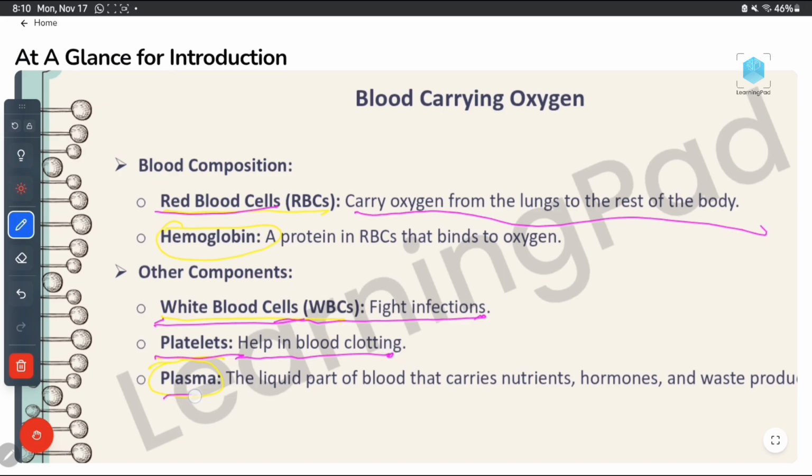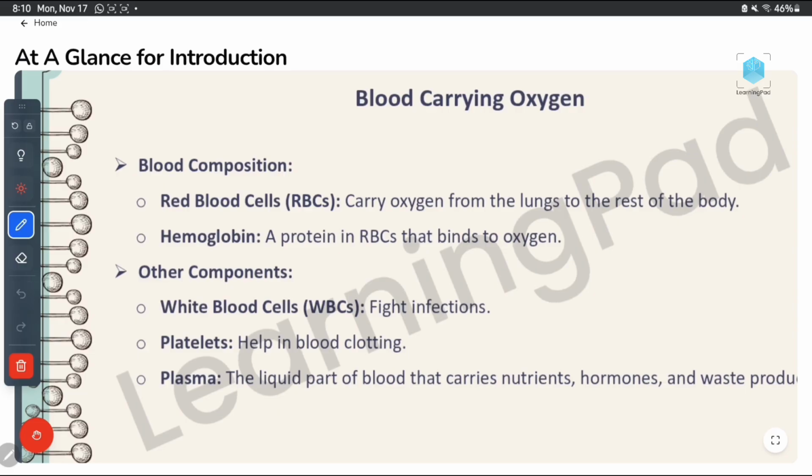Then what is the liquid part of the blood? The liquid part of the blood is called plasma. Now what does plasma contain? It contains nutrients, hormones and waste products. Blood is red in color, children, because of a protein present in it called hemoglobin. Because of this hemoglobin, the RBC are able to bind with the oxygen.